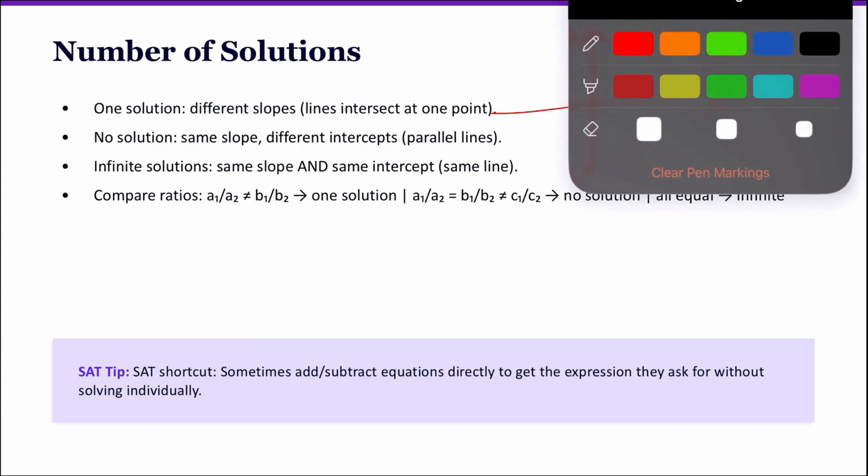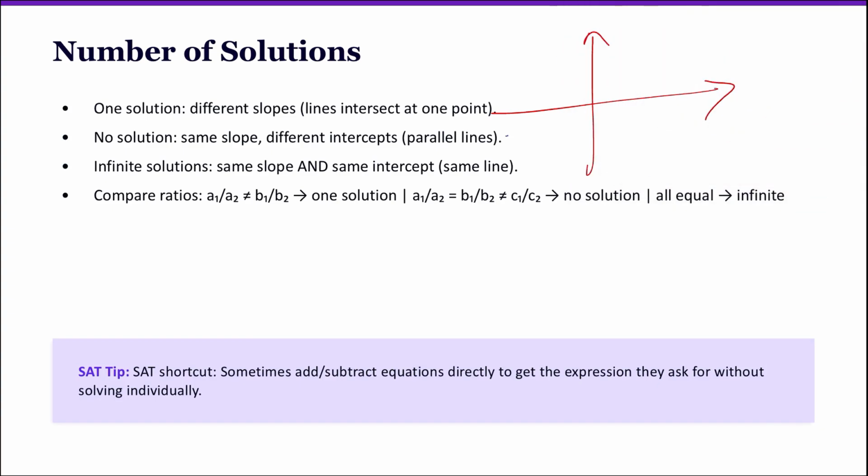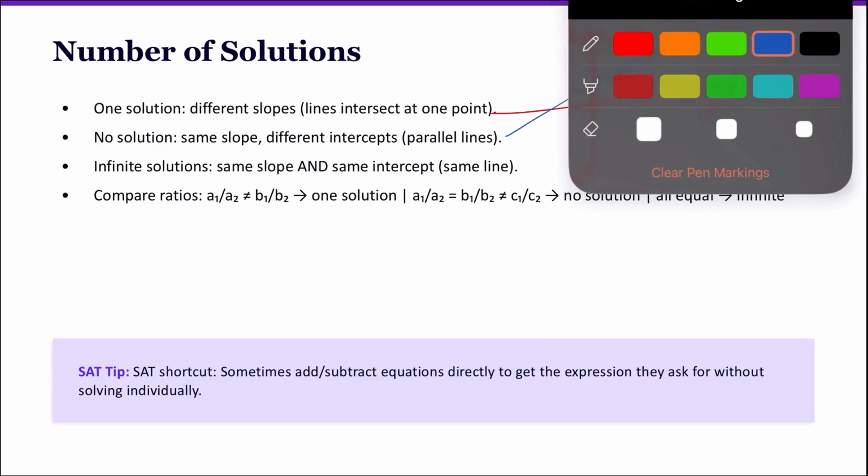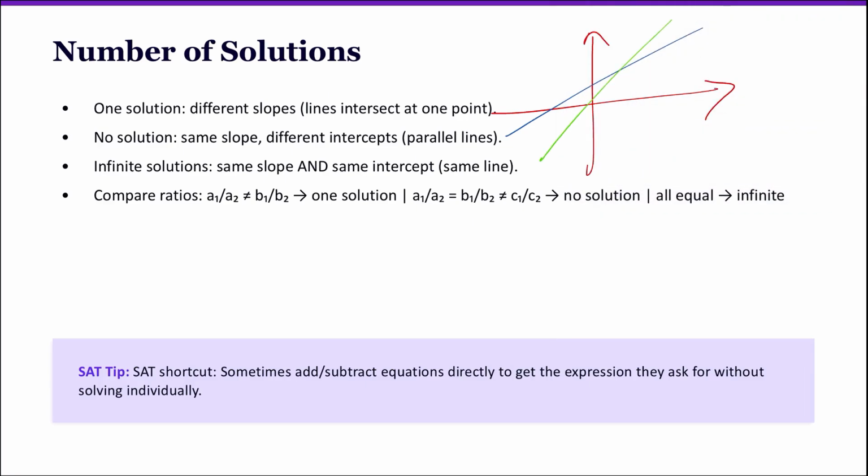So if we have two lines, maybe one's this blue line, and maybe the other one's a green line, and they intersect at a single point here, then that is a system with one solution. No solution, we know that's when two lines are parallel. So if we have these two green lines that have the same slope, then we have no solution to the system because they have different y-intercepts, so they never intersect.